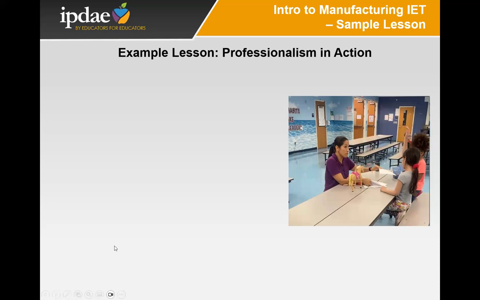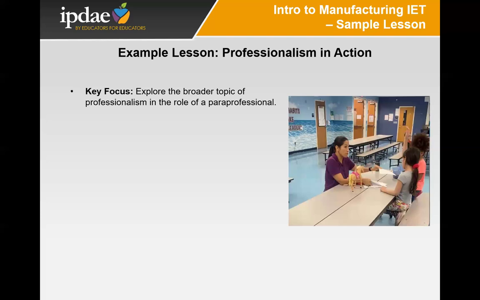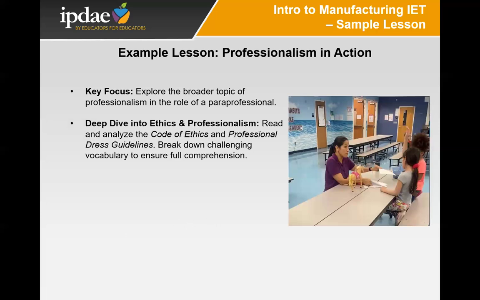So this example is going to be showing how professionalism is taught in a contextualized manner. We might take professionalism for granted, but that is something that needs to be directly taught, especially in something as important as working with children in the schools. So again, our focus is on professionalism in the role of a paraprofessional.